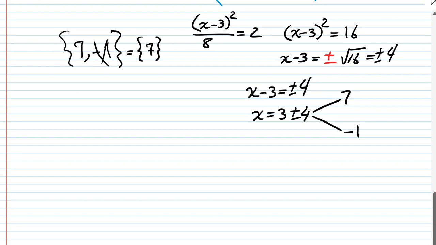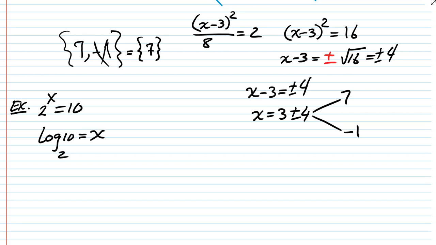Okay, so we have another example done. Let's take a look at more examples with these. Again, the more the better. 2 to the x equals 10. Again, for this one, we can rewrite it using the definition of logarithms. You can go log base 2 of 10 equals x, and that solves it, right?